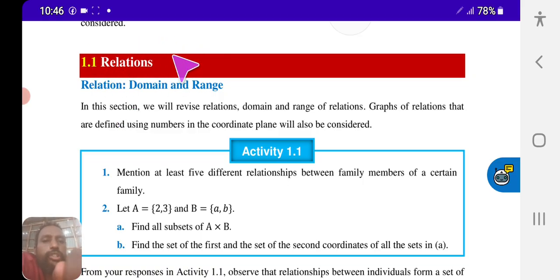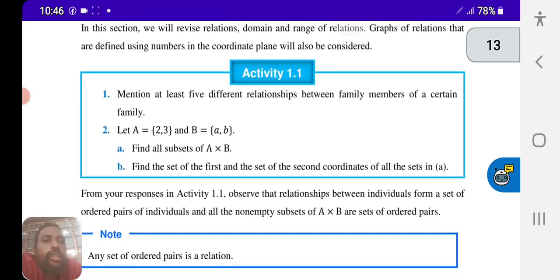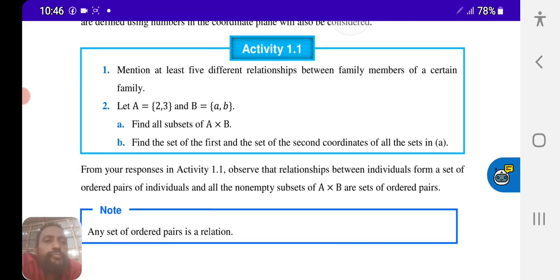Okay, let's see about relations. In relation, the main things we will see are domain and range. In this section, we will revise relations, domain, and range of relations. We will revise the definition of relation, domain, and range. Graphs of relations that are defined using numbers in the coordinate plane will also be considered. Activity 1.1. Number 1. Mention at least 5 different relationships between family members of a certain family. Number 2.